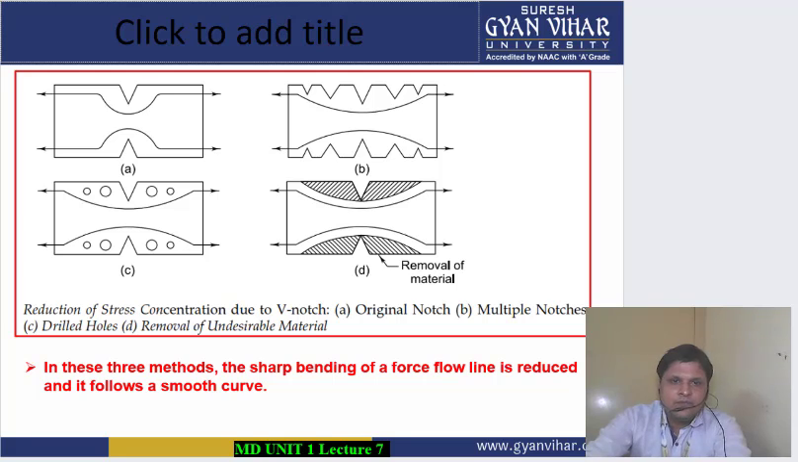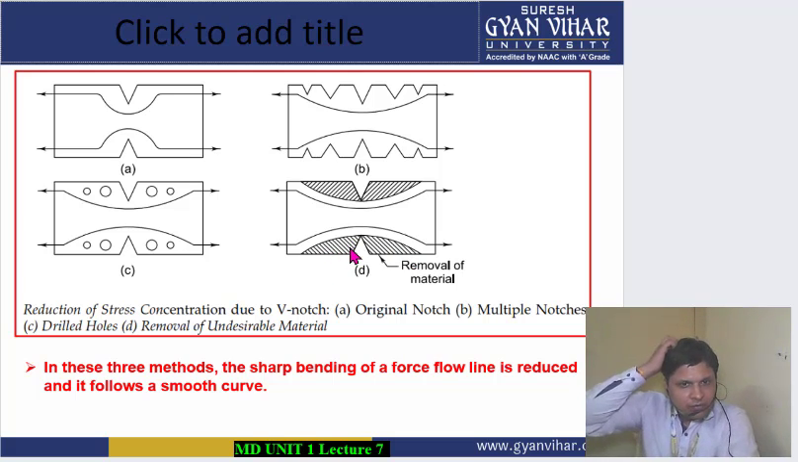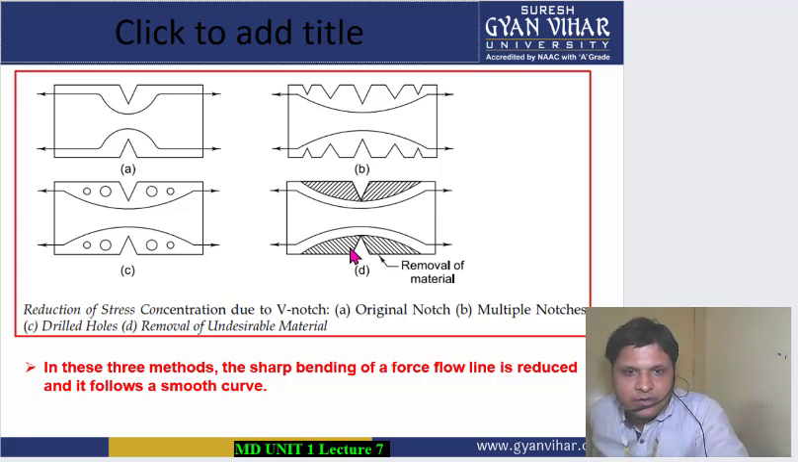See, in this diagram, you can see a flat plate with a V notch subjected to tensile force. It is observed that a single notch results in a high degree of stress concentration. The severity of stress concentration can be reduced, first, by use of multiple notches, as you can see here. In place of a single notch, make some multiple notches in the vicinity of that notch. Then the second is drilling additional holes near this notch portion. And the third is removal of undesired material from the vicinity of that particular notch, which has to be made due to some functional requirements.